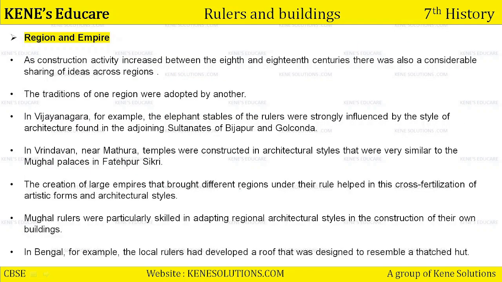Now let's learn about the topic region and empire. As construction activity increased between the 8th and 18th centuries, there was also a considerable sharing of ideas across regions. When something is being built in one region, the other regions shared their ideas of architectural styles, basically the beauty, the inscriptions, the kind of sculptures and all the infrastructure around that region. The traditions of one region were adopted by another.